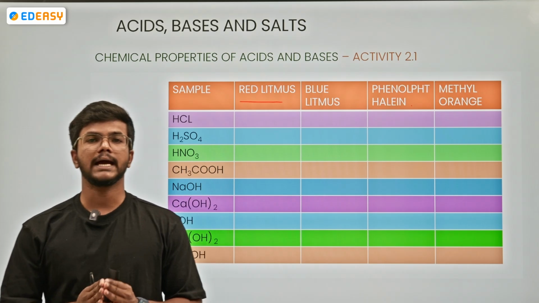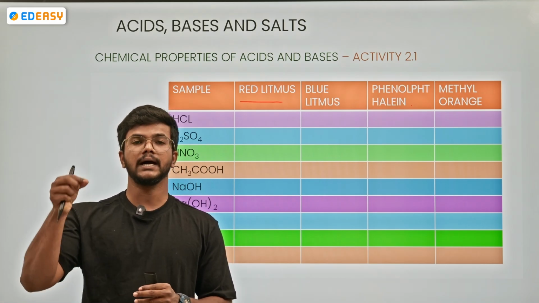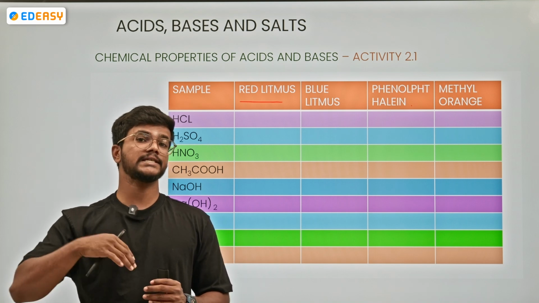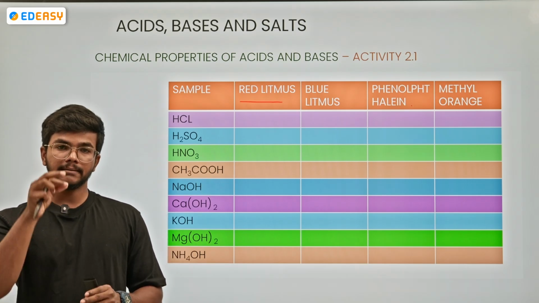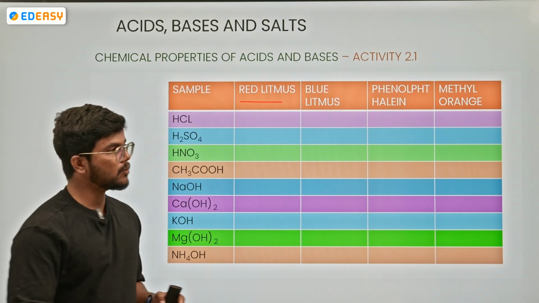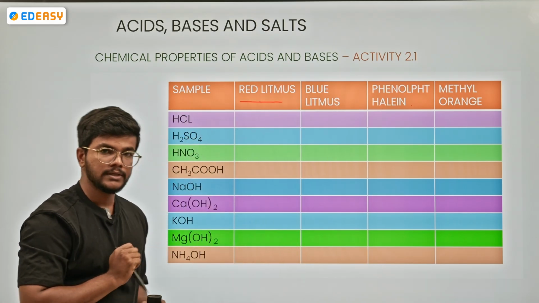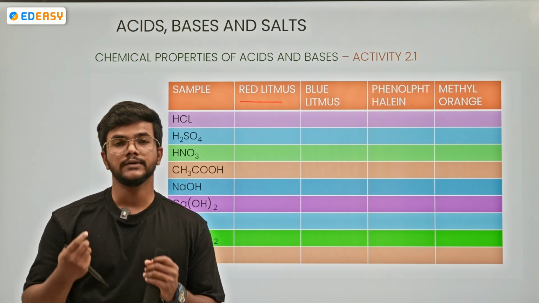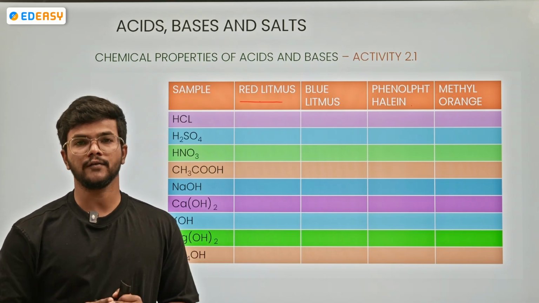We already know that red litmus is used for the bases. When you dip the red litmus in the base, it will change its color into blue. And when blue litmus is dipped in the acidic solution, it changes its color into red. So we only know about this blue litmus and red litmus. Blue litmus is used for the acids and red litmus is used for the bases.